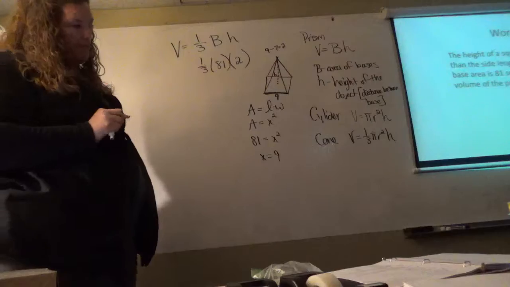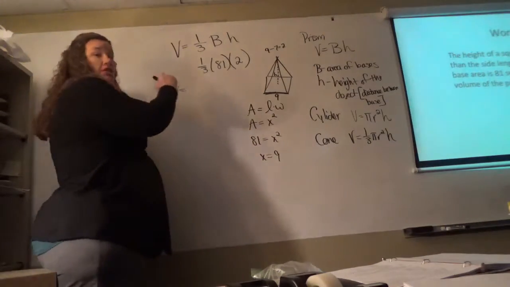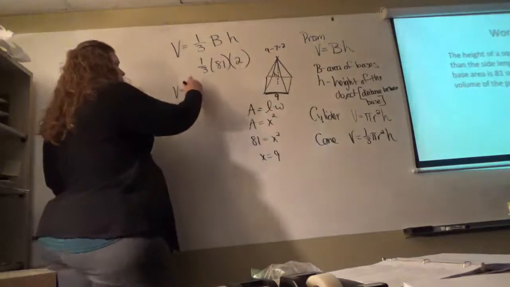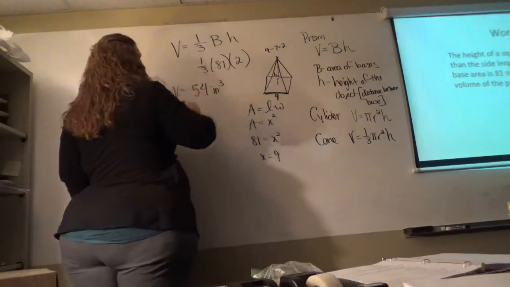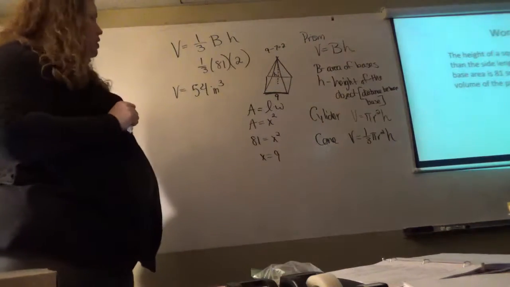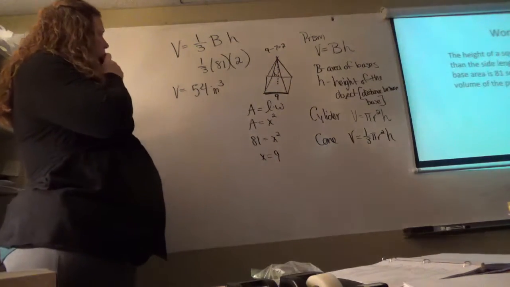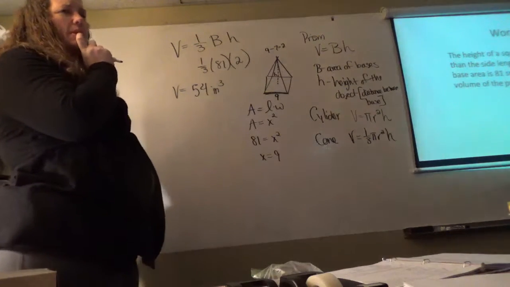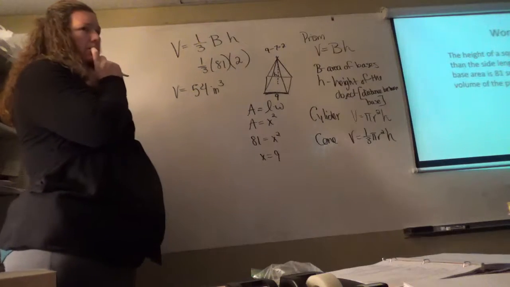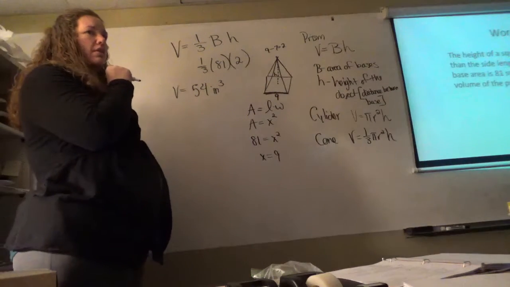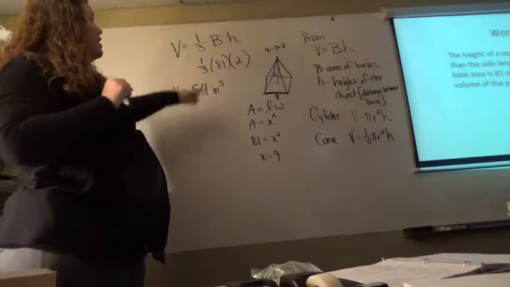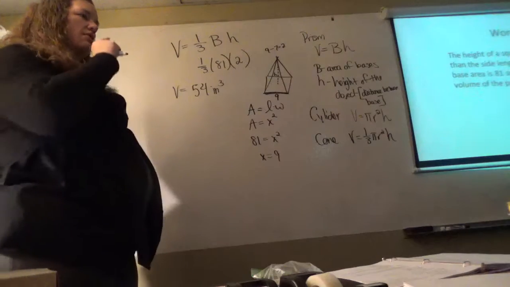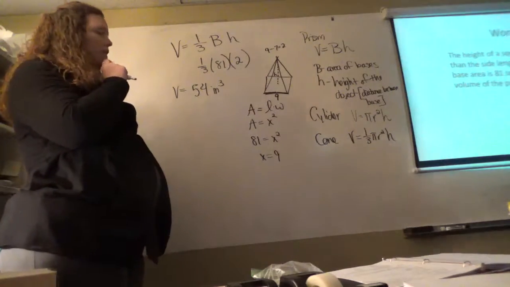Multiply that and give me an answer. 54. What'd you say? I think someone just said it and it's right. 54 inches cubed. I got 6. Did you do 81 times 2? No, I did 9 times. You have to do 81, because this is the area of your base. Okay, yeah. So that would make a difference. Did you still have a question or not? No, I figured it out. Okay. Anybody else?